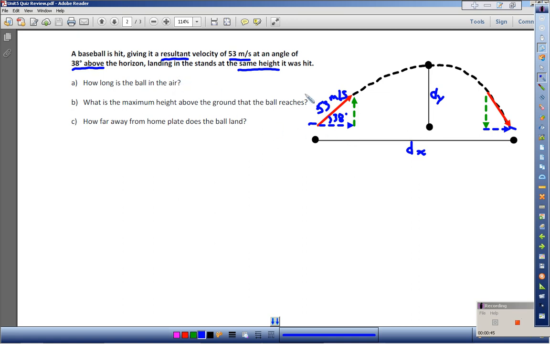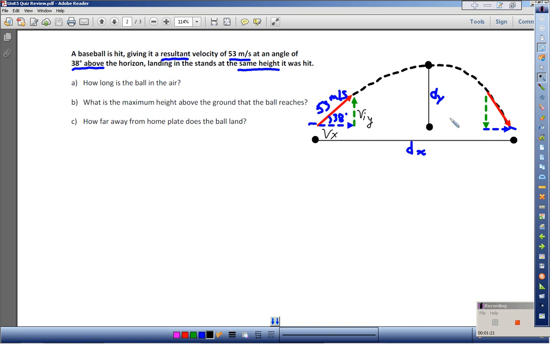Well, before I do anything, the very first thing that I need to do is break this resultant up into its components. In this case, I want to find the velocity in the horizontal direction and the initial velocity in the vertical direction. Because keep in mind, this initial component is going to slowly get to 0 up here at the top, and then it will continue to increase in magnitude, but just in the opposite direction, until it hits the ground at the same height. So I'd want to break those things down.